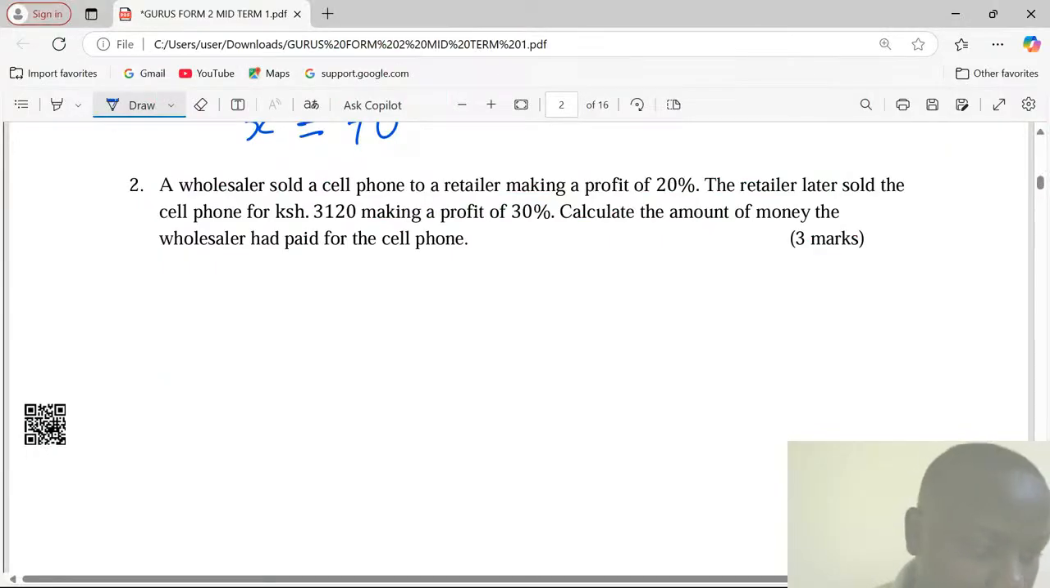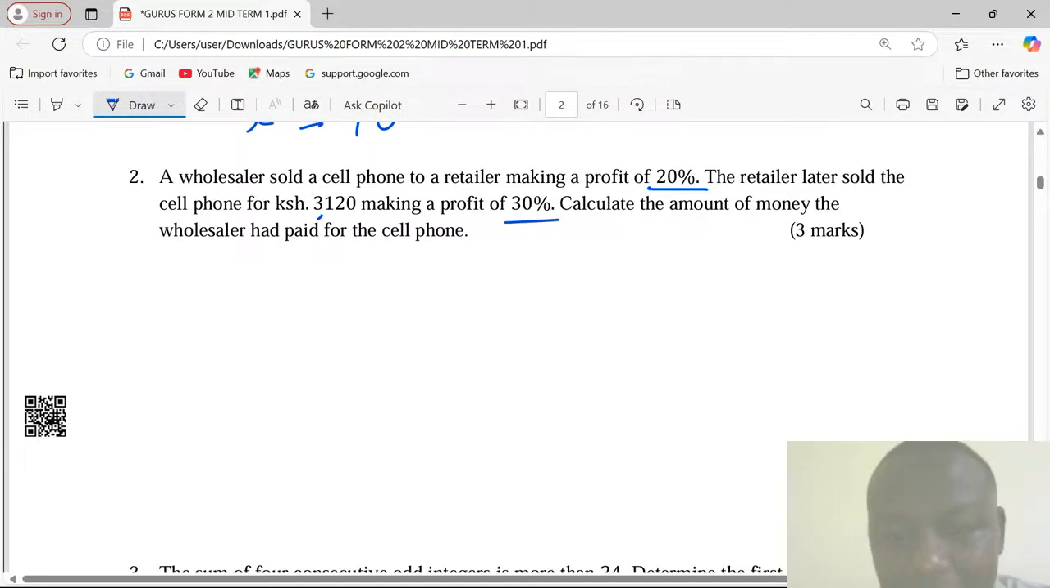We continue. Number 2 on commercial arithmetic. A wholesaler sold a cell phone to a retailer, making a profit of 20%. The retailer later sold his cell phone for 3,120 Kenya shillings, making a profit of 30%. Calculate the amount of money the wholesaler had paid for the cell phone.